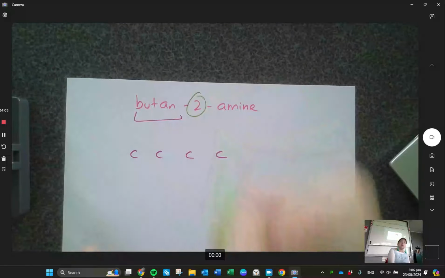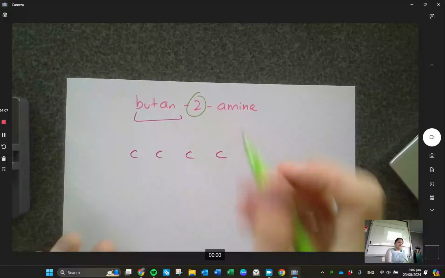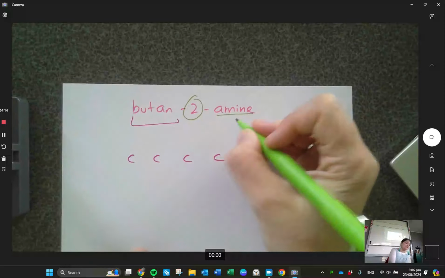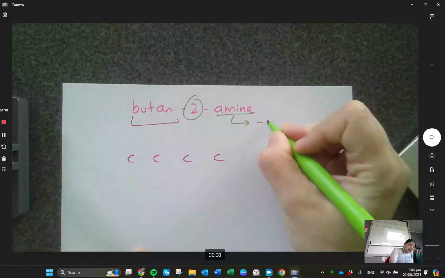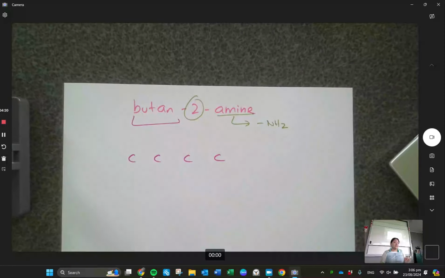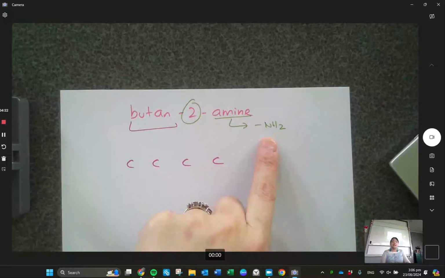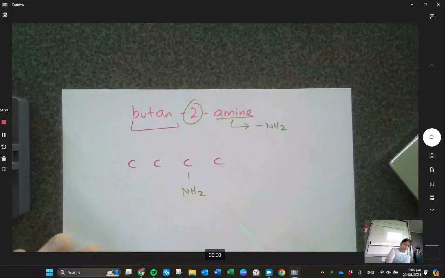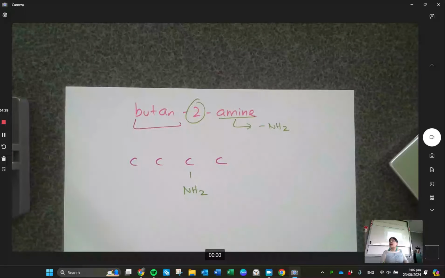Now we also see the number 2. So that tells me the location of something. I see at the end that it says amine. Now, I know you guys haven't gotten to these pages yet, but amine is one of our functional groups. Amines are NH2. So what that tells me is that on carbon number 2, I need to add an NH2. Like that. Then I just fill in the hydrogens.